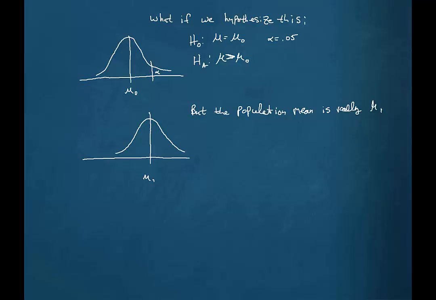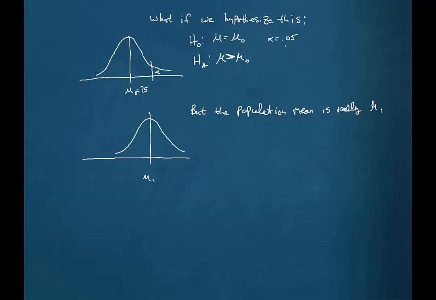What if we hypothesize this, that the population mean is some value mu sub 0 against an alternative hypothesis that it is greater than whatever this value is, mu sub 0. It could be maybe, let's say, 25. Let's just say we think that it's 25. Doesn't matter. Could be any number.